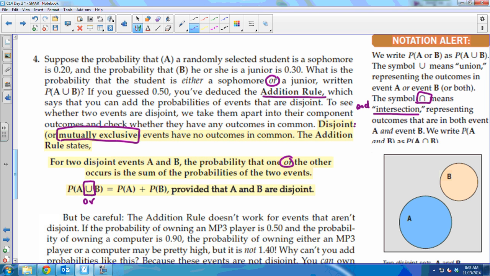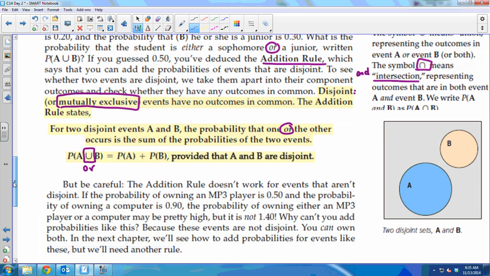So a few things again, make sure you know disjoint means mutually exclusive. Make sure you know the notation, the union and intersection, the "ors" and "ands." And then make sure, of course, of the addition rule, you can add two together if they're disjoint.